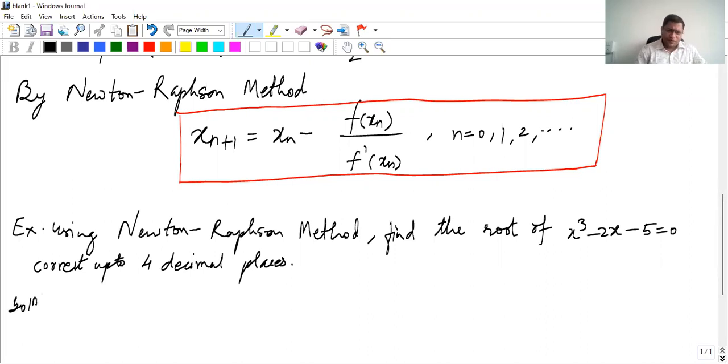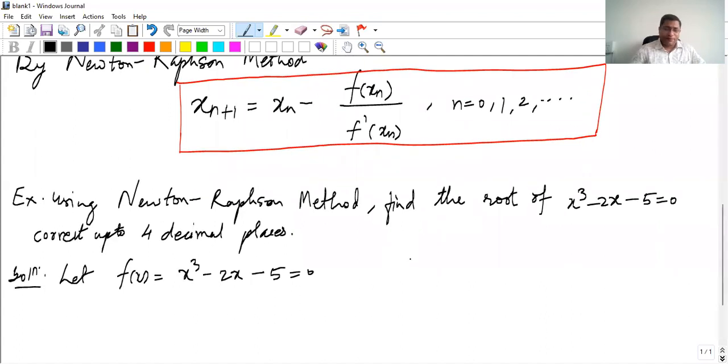Okay, so we go with the solution. We have f of x equal to x cube minus 2x minus 5 equal to 0. We have to find a and b. There is no a and b given, and there is no starting point given, so we have to find this. The function is defined in real numbers.